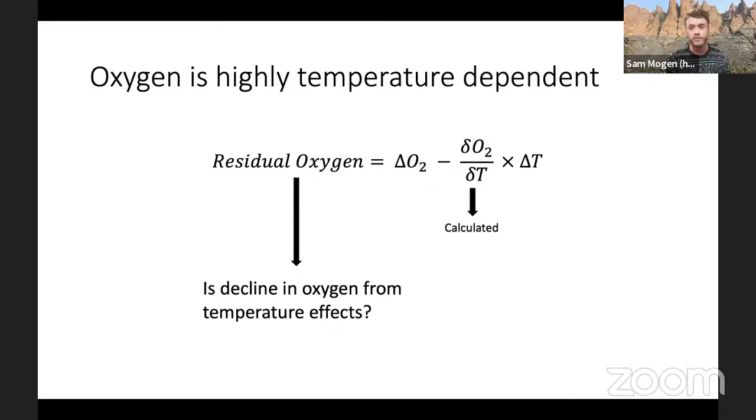So knowing this, we wanted to go ahead and determine a linear relationship between oxygen and temperature. We used Sarmiento and Gruber and Turi et al. 2018. We calculated this linear relationship and used the observed change in temperature to basically back out a residual oxygen, trying to determine: is this decline in oxygen purely from the temperature effects?